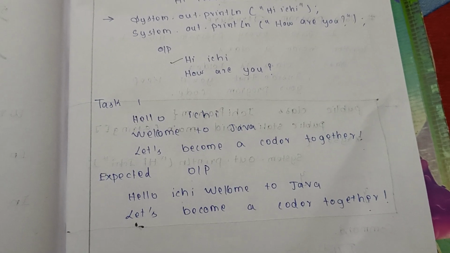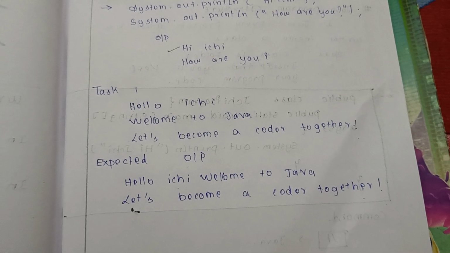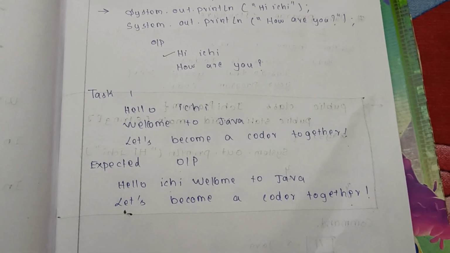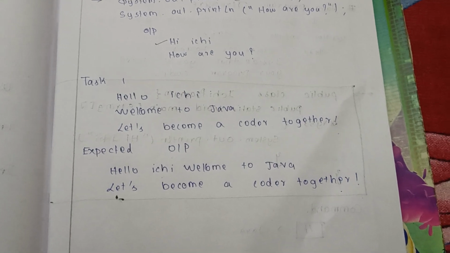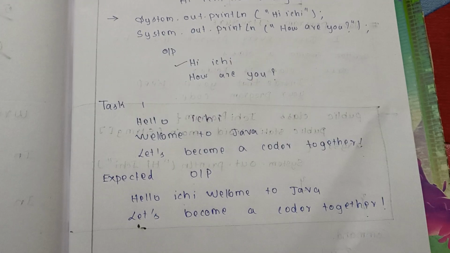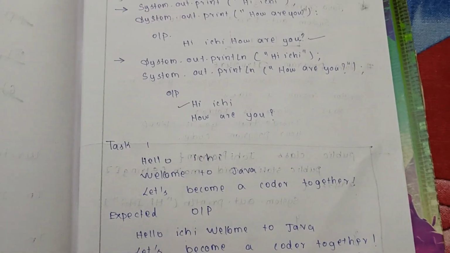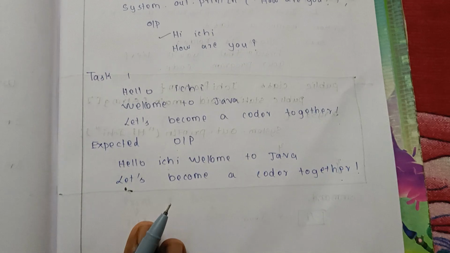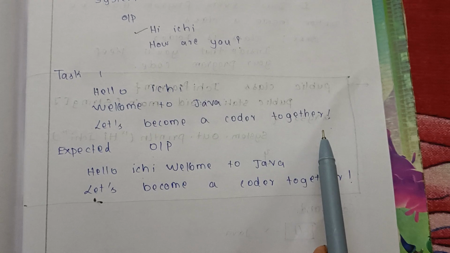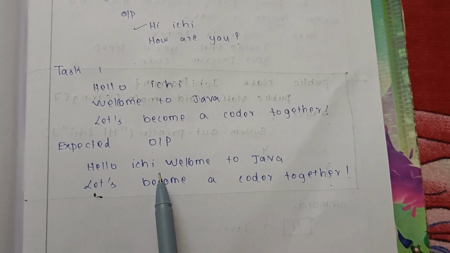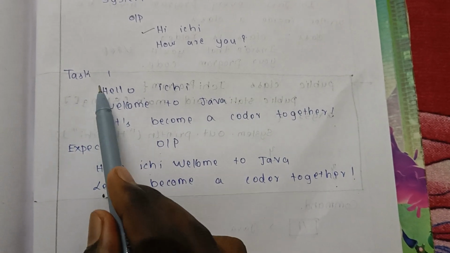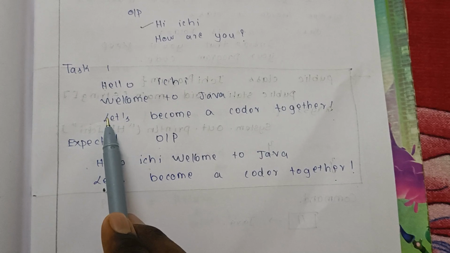Shall we? Before going to Java Series 3, let's go over Task 1 of Java Series 2. I think you can understand well and you have written it correctly. As per Series 2, how can we print the statement: Hello Ichi and welcome to Java. Let's become a coder together. My expected output is Hello Ichi, welcome to Java and let's become a coder together. The first two sentences should be in a single line and the last sentence should be on a separate line.